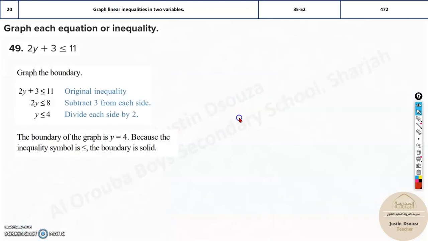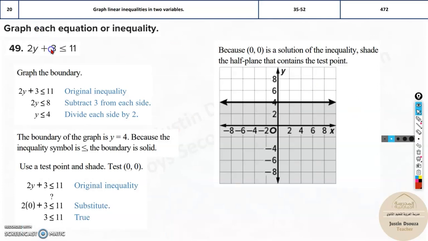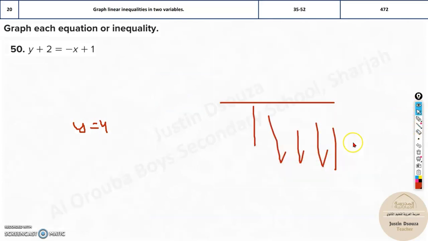Last 3 more to go. Now over here, when you simplify, see over here, there is no x term. When you simplify this, what is happening? y is less than or equal to 4. So draw a graph at y equals 4. Draw this graph, and then less than or equal to means all the line downwards is the shaded region.